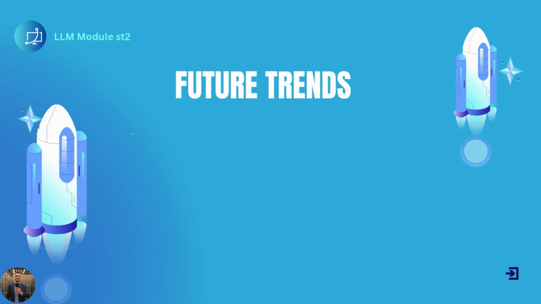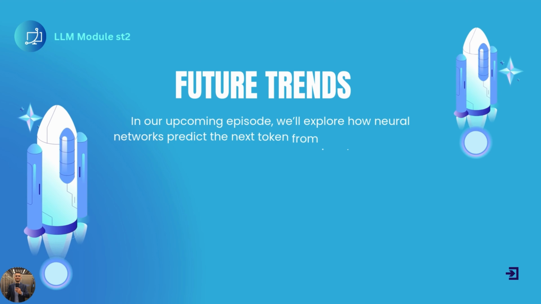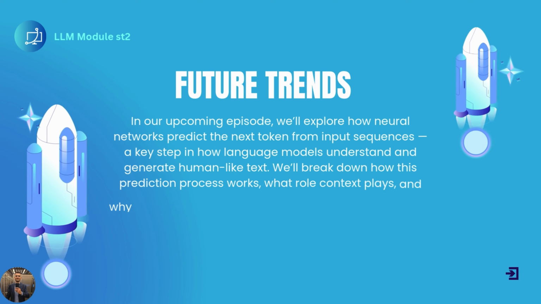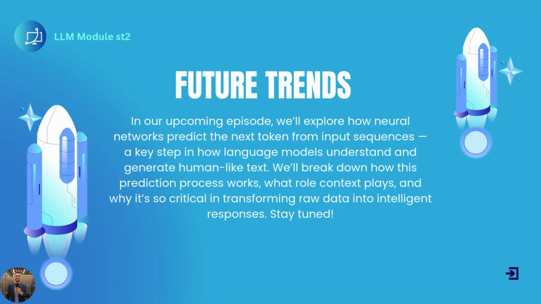In our upcoming episode, we'll explore how neural networks predict the next token from input sequences, a key step in how language models understand and generate human-like text. We'll break down how this prediction process works, what role context plays, and why it's so critical in transforming raw data into intelligent responses. Stay tuned.